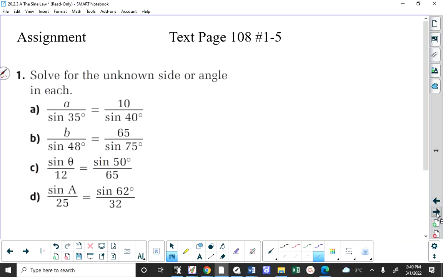So I've got text page 108, 1 to 5. I've also got additional problems there, but I didn't list any. I don't know that we need to. If you can get these all done in the next 25 minutes or so, then you're a master of using the sine law.